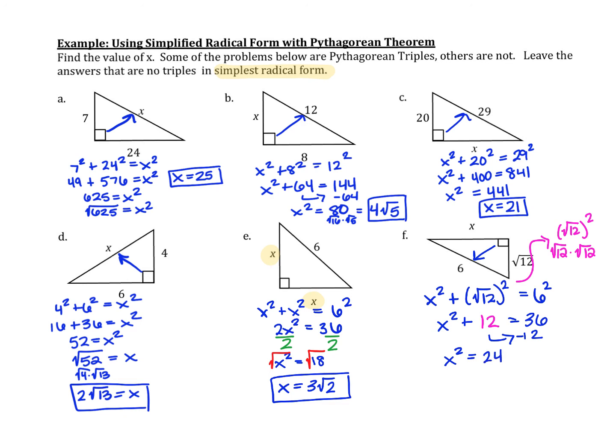Then you take the square root of each side. So we're simplifying the square root of 24, which is 4 times 6. And the square root of 4 is 2. So we have 2 root 6. I believe that one was on your cheat sheet as well.